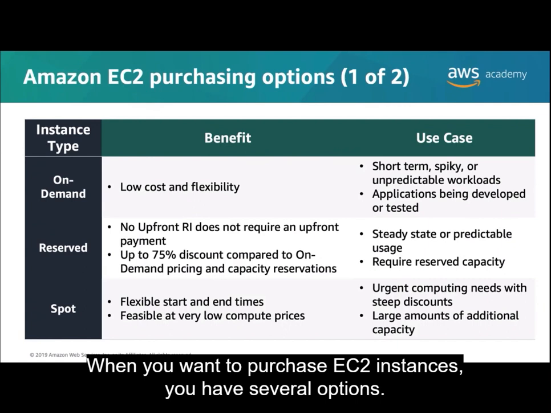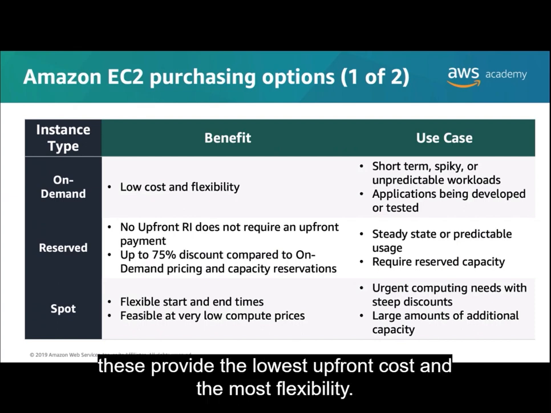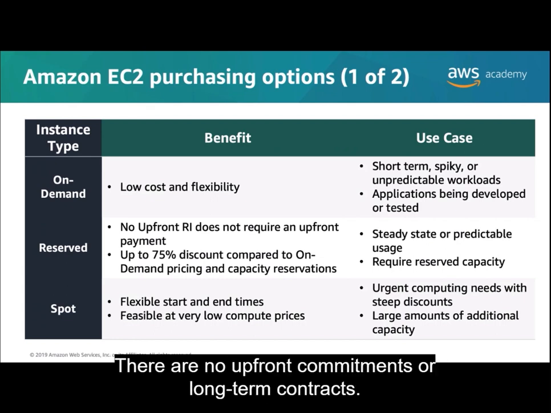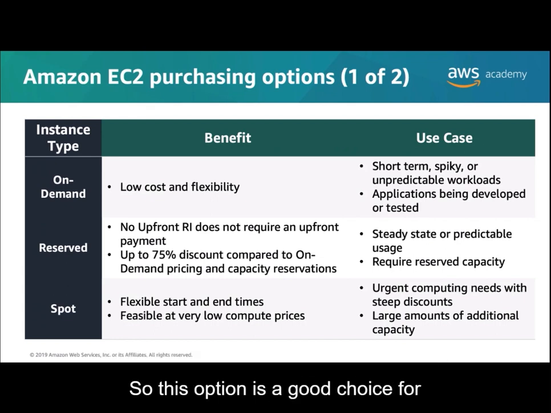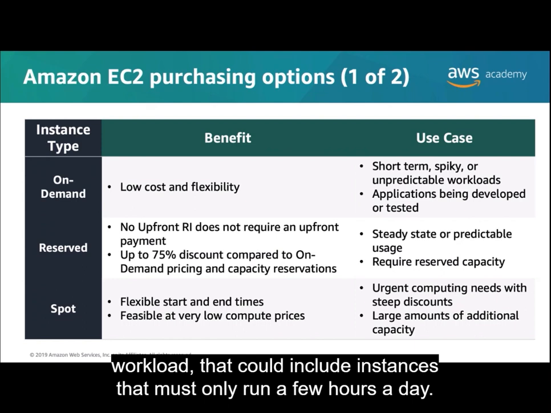When you want to purchase EC2 instances, you have several options. First, you can purchase on-demand instances, and these provide the lowest upfront cost and the most flexibility. There are no upfront commitments or long-term contracts, so this option is a good choice for applications that typically have a short-term, spiky, or unpredictable workload. That could include instances that must only run a few hours a day.